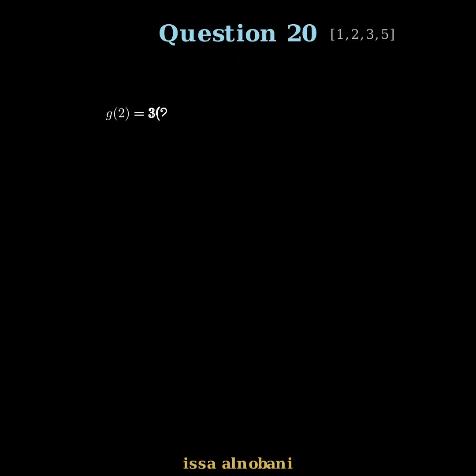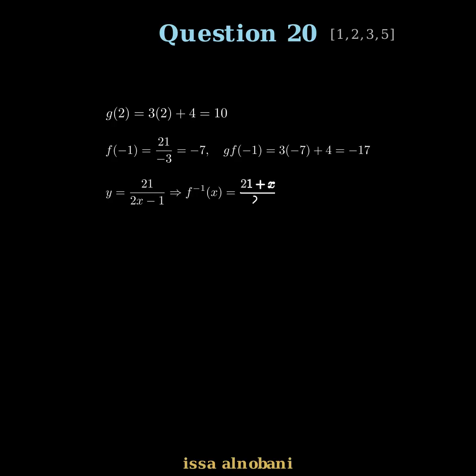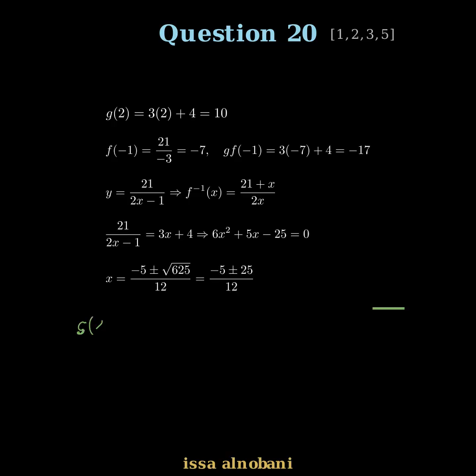Question 20. G of 2 is 3 times 2 plus 4, which is 10. F of negative 1 is negative 7. So G f of negative 1 is 3 times negative 7 plus 4, which is negative 17. Solving y equals f of x for x gives the inverse function, 21 plus x, all over 2x. Setting f of x equal to g of x and clearing the fraction gives a quadratic, 6x squared plus 5x minus 25 equals 0, which factors to x equals 5 thirds or x equals negative 5 halves.